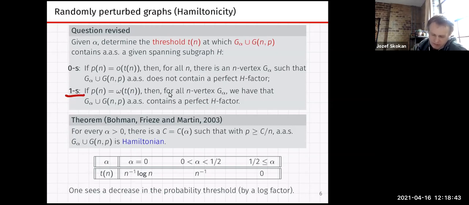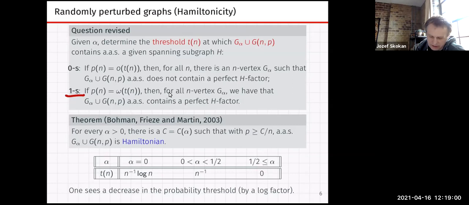Okay. For alpha at least 1/2, if you have a graph with minimum degree n over 2, then you have a Hamilton cycle and you don't need any random edges, right? So the threshold is actually 0, right?